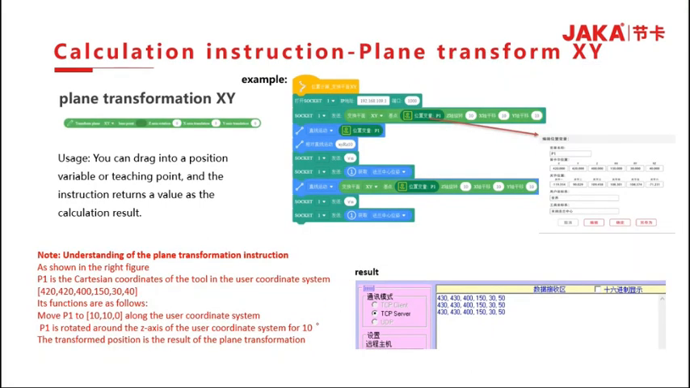Plane transformation instruction, X-Y plane transformation. See the example on the right. Open the socket connection. It will send the plane transformation results. The robot moves in a straight line to the P1 position coordinate. The robot then moves in a relatively straight line under the user coordinate system. The parameters x, y, rz are each 10. After the movement is in place, the socket sends the end coordinates of the robot.